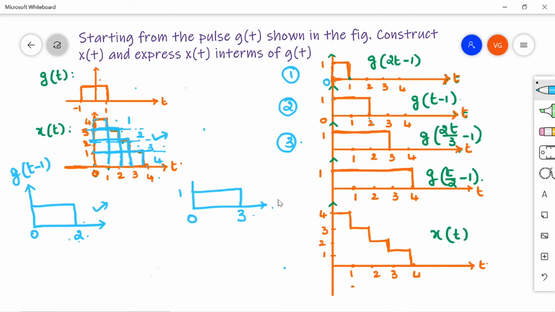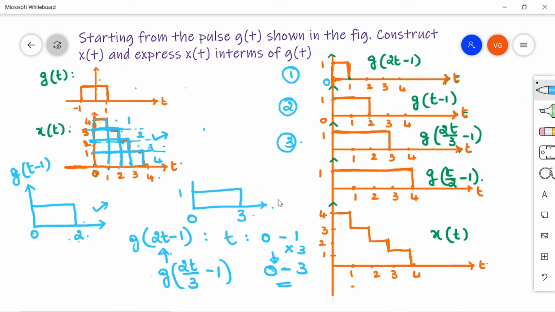So for the base signal g of 2t minus 1, the time limit is from 0 to 1. Now I want the time limit from 0 to 3. As I have multiplied the time range by 3 to get the new time range, I have to divide the t by 3 here. So that will be g of 2t by 3 minus 1. So the third layer is g of 2t by 3 minus 1 with an amplitude of 1 and the time limit is from 0 to 3. With this, the third layer is also done here.